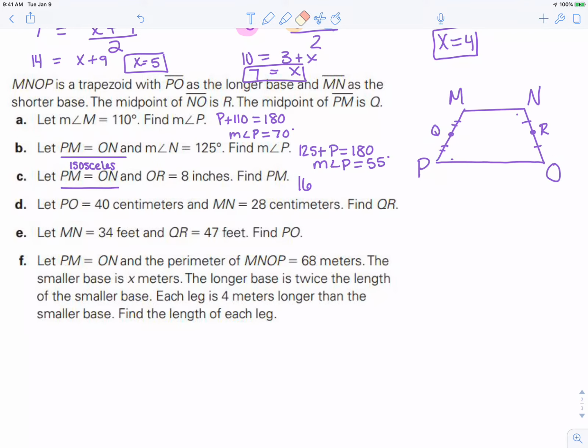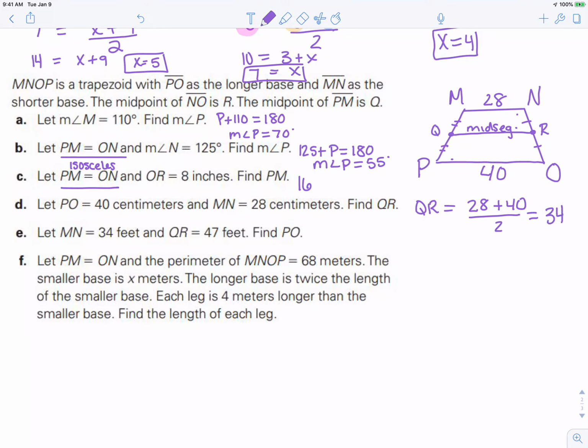Let's look at D. PO is now 40 centimeters. MN is 28. So we want to find QR, which, of course, would be the mid-segment. So QR, the mid-segment, is equal to top base plus the bottom base divided by 2. So 68 divided by 2 gives us 34.